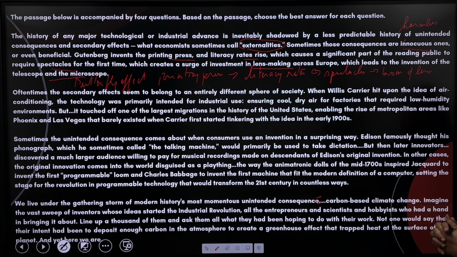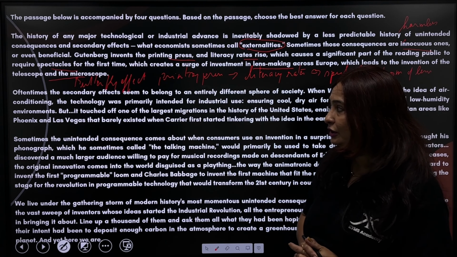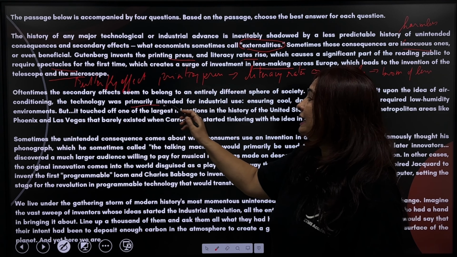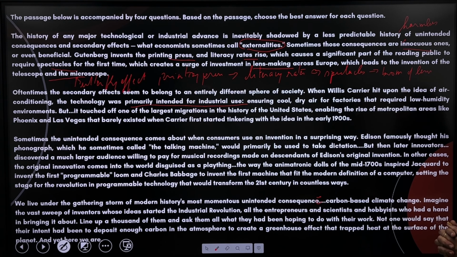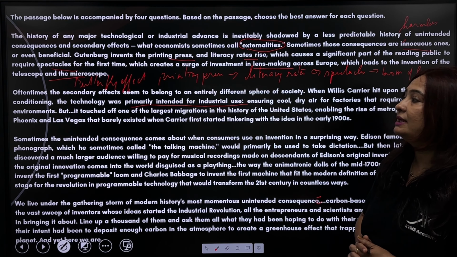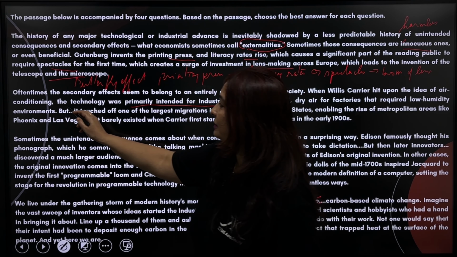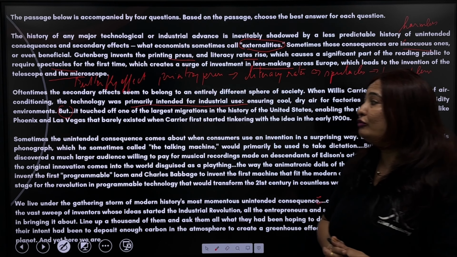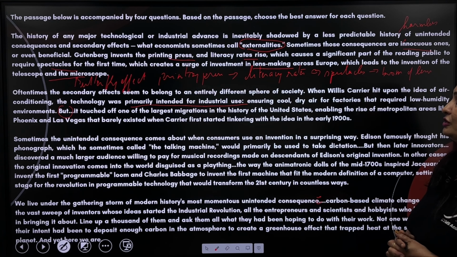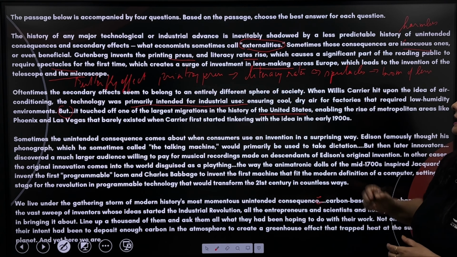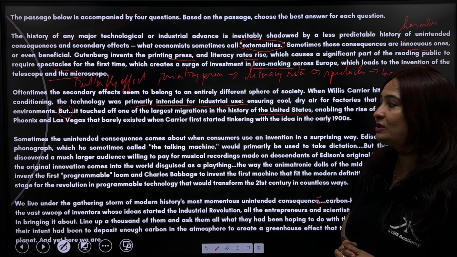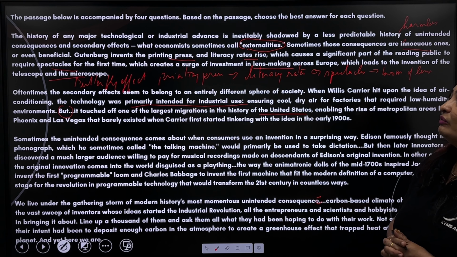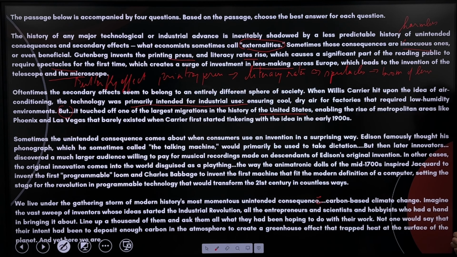Oftentimes the secondary effects seem to belong to an entirely different sphere of society. When Willis Carrier hit upon the idea of air conditioning, the technology was primarily intended for industrial use, ensuring cool, dry air for factories that require low humidity environments. But, transition word is there, it touched off one of the largest migrations in the history of the United States, enabling the rise of metropolitan areas like Phoenix and Las Vegas that barely existed when Carrier first started tinkering with the idea in the early 1900s.